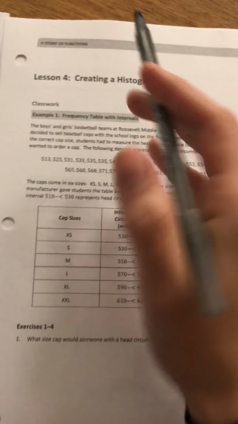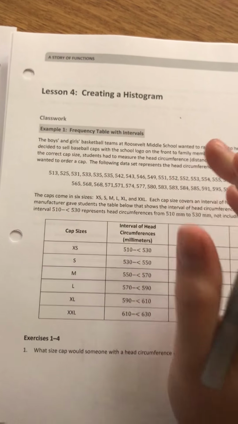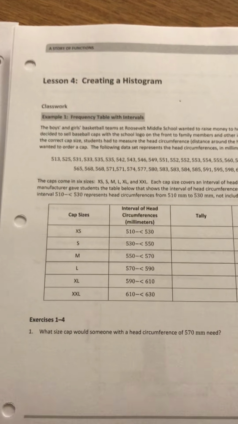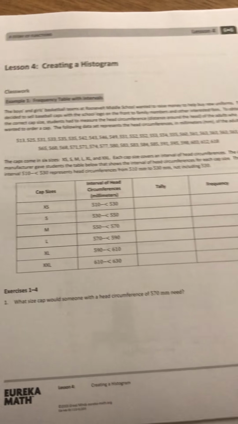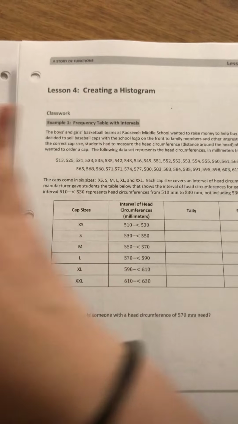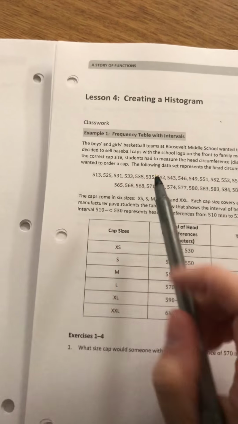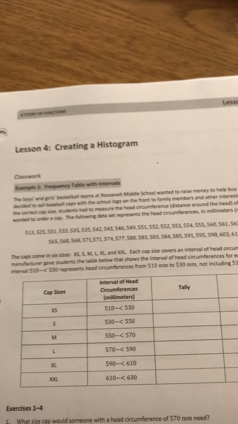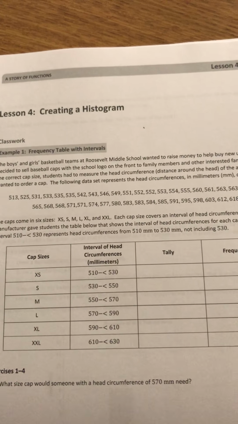Today we're going to be learning a new skill, creating a histogram and really describing the shape of a histogram. It's similar to a dot plot, but it's used when we have a lot more values or we're talking about a spread of data. Today, in the first example, we're talking about boys and girls basketball teams, and they want to raise money to help buy new uniforms.